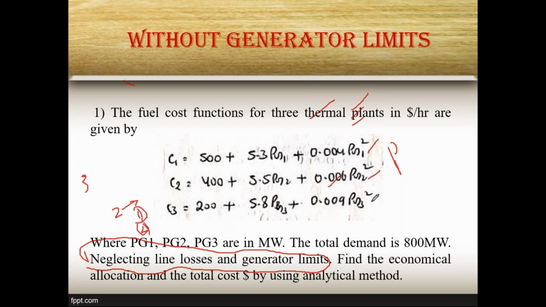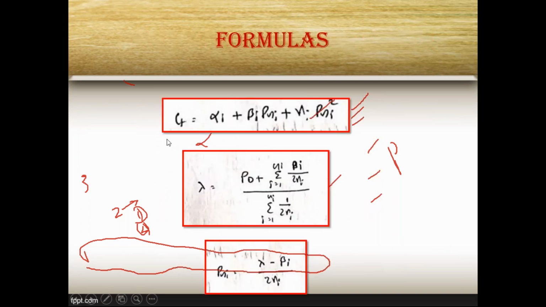It has three plants, and the three plants have the cost equations C1, C2, C3. In that we have to separate the parameters, that is alpha 1, beta 1, gamma 1, alpha 2, beta 2, gamma 2, alpha 3, beta 3, gamma 3. How can we separate them? By comparing with the standard equation. This is the standard equation of cost. While comparing this equation, you will get alpha 1, beta 1, gamma 1, and at the same time all 9 parameters.